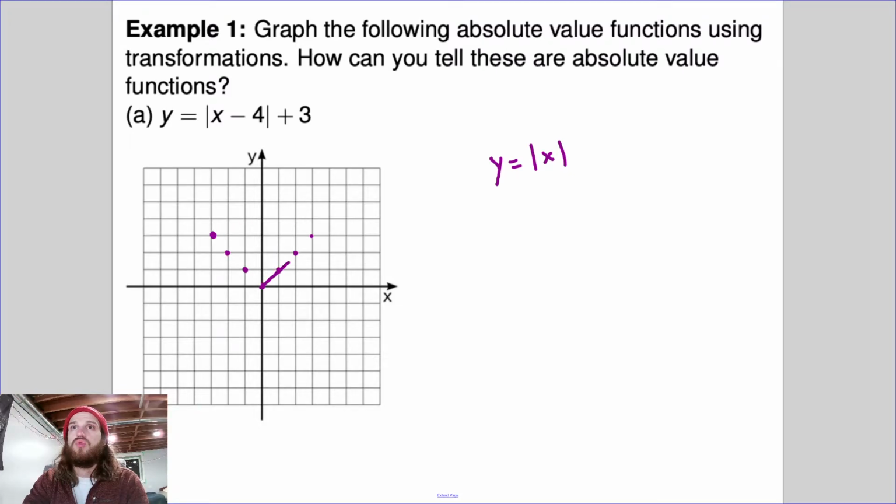Now this is not our graph. This is our parent function. So what is the graph of y equals the absolute value of x minus 4, plus 3? Let me take a look. Well, we're going to take this graph and shift it, minus is to the right 4, and this is up 3.